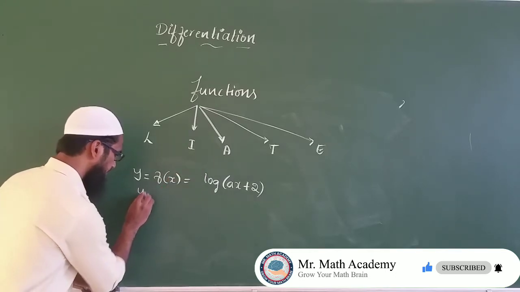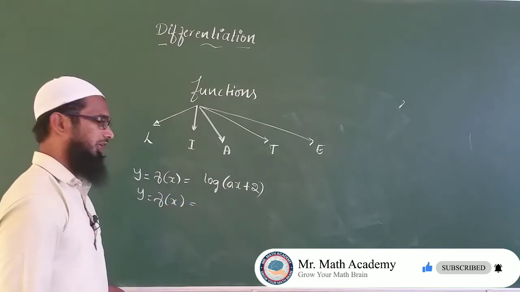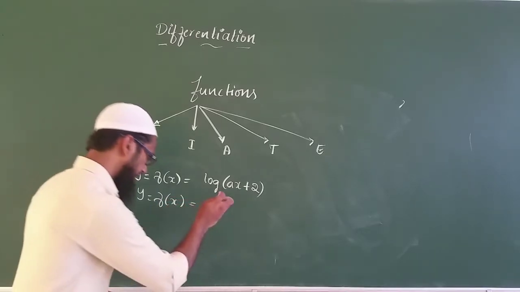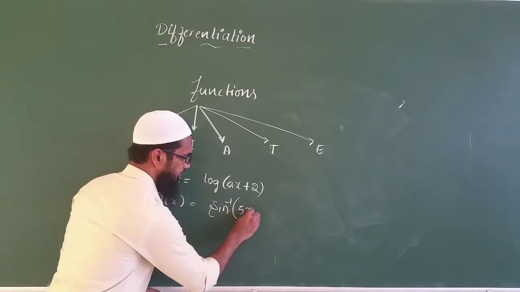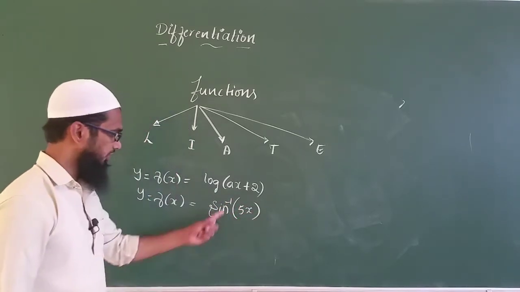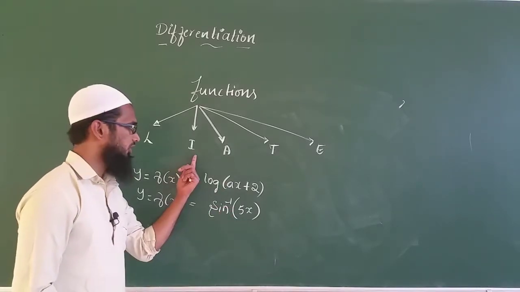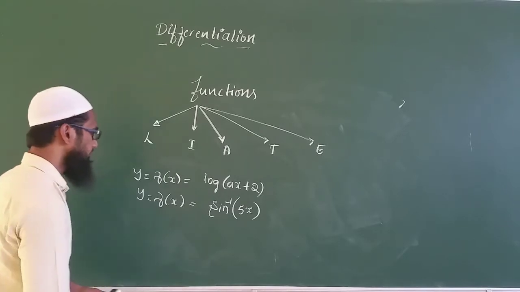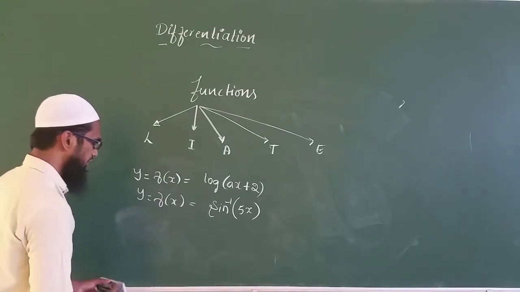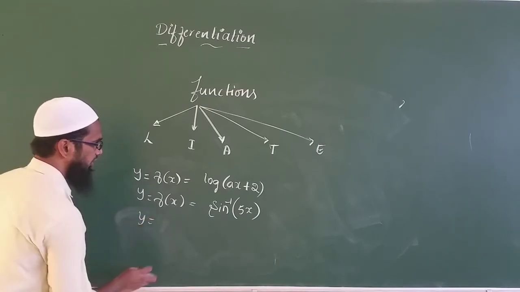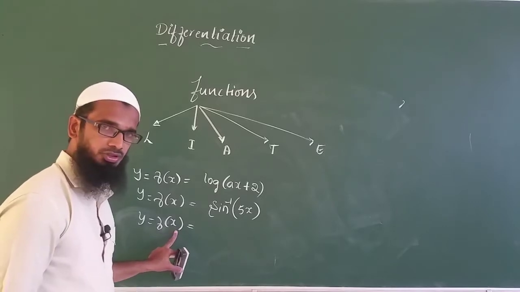I indicates an inverse function. For that I take y is equal to f of x is equal to, and for inverse I take sine inverse of, like, phi x. So this is our inverse function. This kind of function is called an inverse function. Now A indicates an algebraic function, that can be represented by y is equal to f of x is equal to, meaning what?